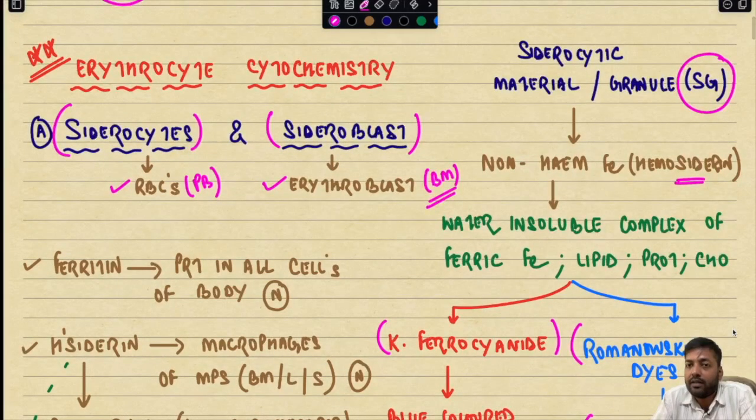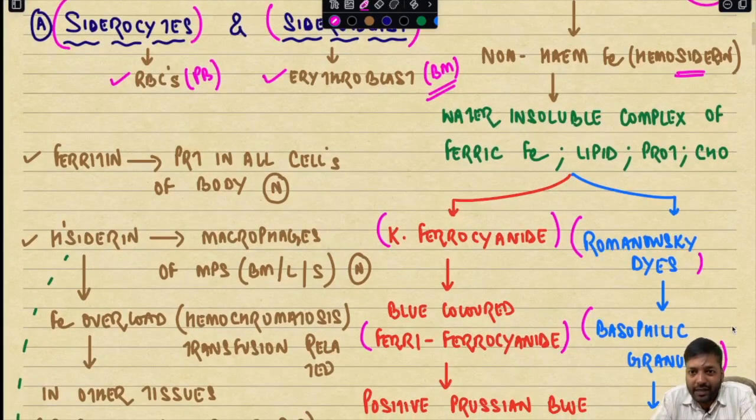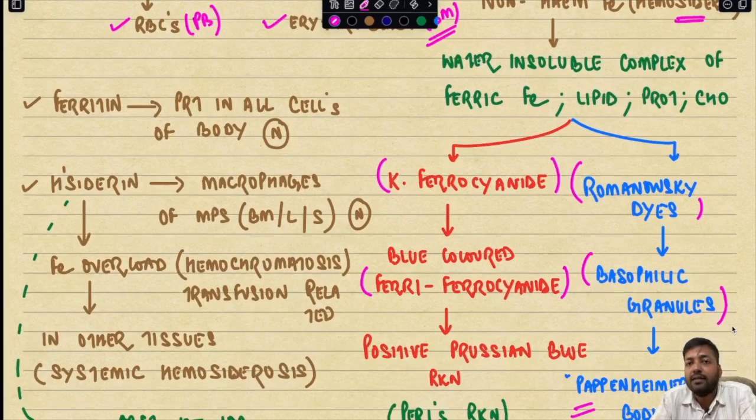Okay, and what are the siderotic granules? These are non-heme iron, basically hemosiderin. Now, before we go any further, first of all, I would just like to revise certain important concepts, that there are two important storage forms of iron.